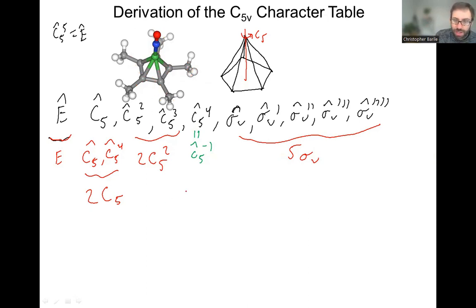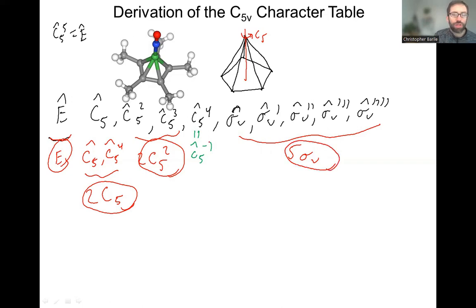Okay, so now we have those grouped into classes. Now we're ready to write the bones of our character table. We have 4 classes, and we have a total of 10 symmetry operations. That's the order of our point group: 10. 1 plus 2 plus 2 plus 5 is 10.